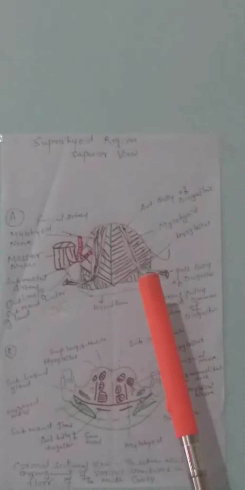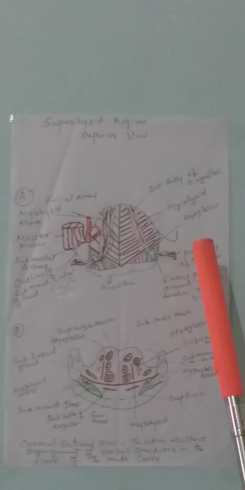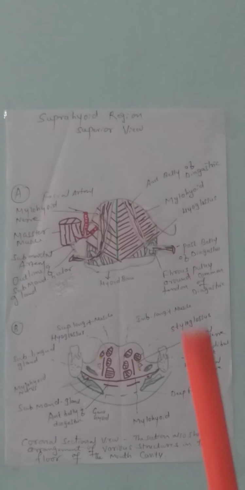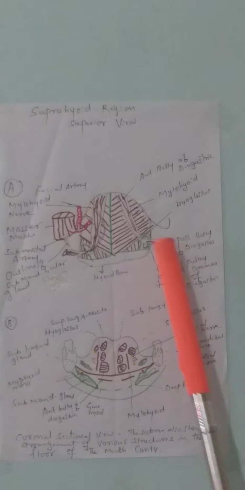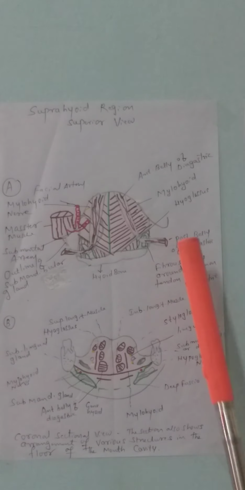Because developmentally, the anterior belly of digastric is from the first arch, and the posterior belly of digastric is from the second arch. Hence, developmentally they are from different arches, and hence they have different nerve supply.